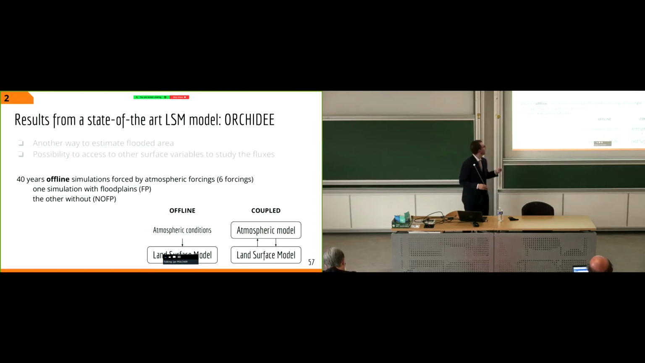I used 40 years of offline simulations. Offline simulation means a simulation in which the land surface model is forced by some atmospheric conditions. And in this case, I used 6 different atmospheric forcings, and for each one of these forcings, I performed a simulation with floodplains and a simulation without floodplains.